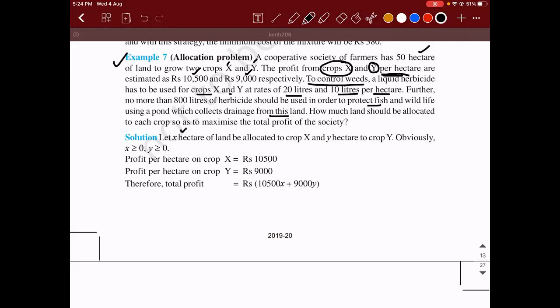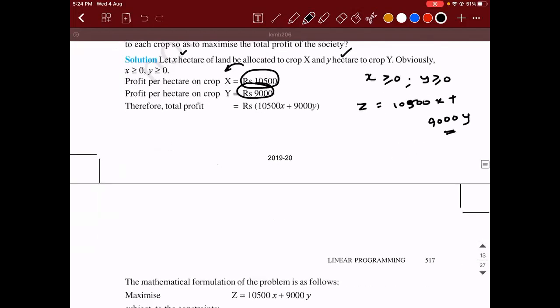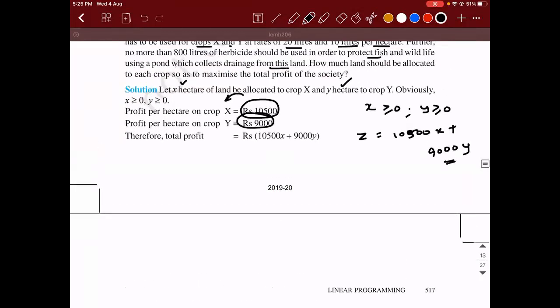Let X hectare of land be allocated to crop X and Y hectare of land be allocated to crop Y. So the first thing that is clear is X greater than or equal to 0, Y greater than or equal to 0, obviously. Profit per hectare is 10,500 for X and 9,000 for Y. So Z will be equal to how much? 10,500X plus 9,000Y. Correct? This is the total profit and our job is to maximize this. So how will you do it? Tell me the other equations that you can form.